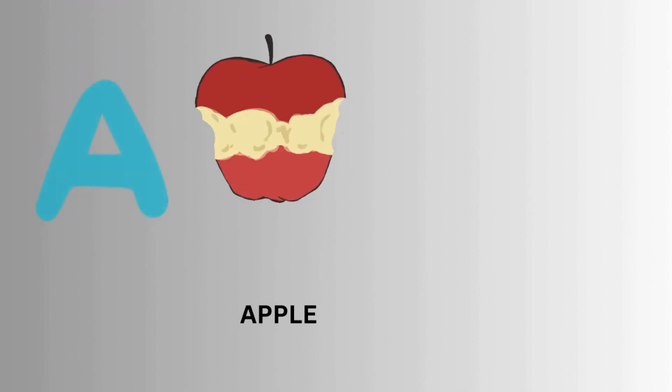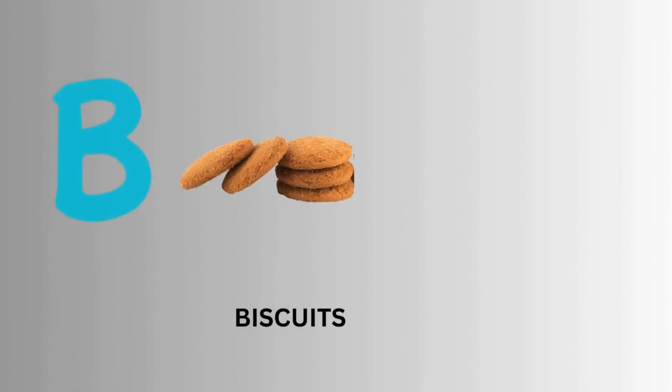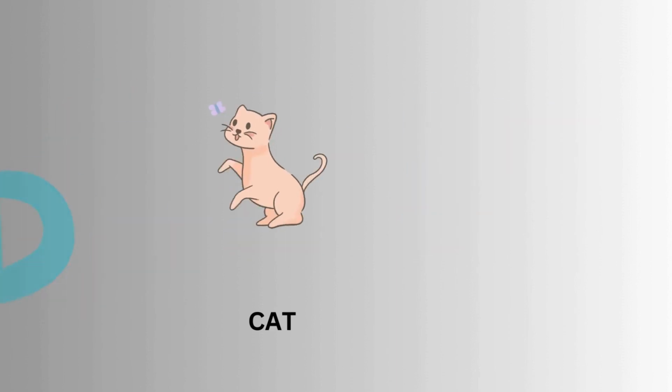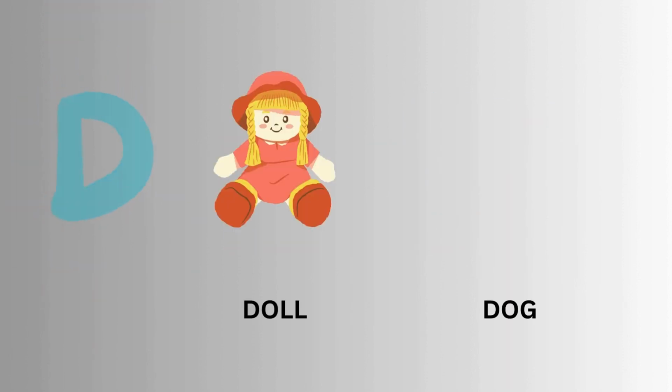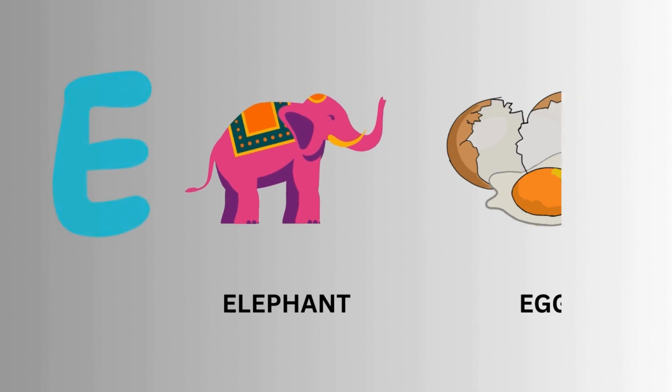A for apple and A for ant. B for biscuit and B for bull. C for cat and C for car. D for doll and D for dog. E for elephant and E for egg.